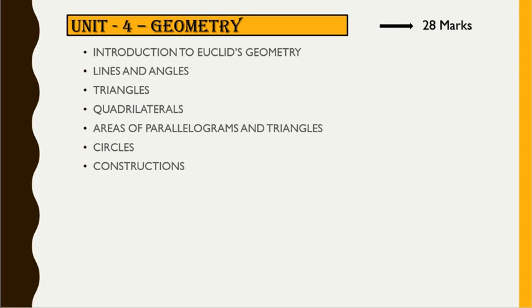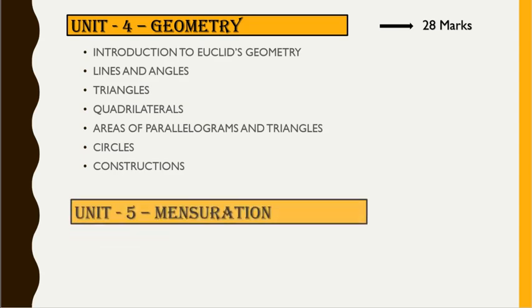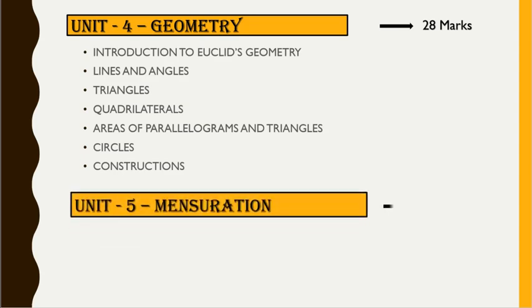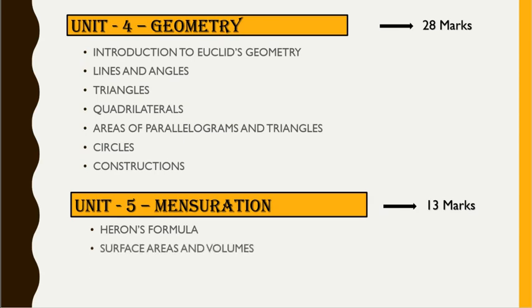Okay. Now, 5th unit is mensuration. This mensuration carries 13 marks. For that 13 marks, you have to learn 2 chapters. Chapter 1, Heron's formula, and the chapter number of Heron's formula is 12, and 13th chapter, surface areas and volumes. So, these two chapters are under the mensuration unit you will be learning.